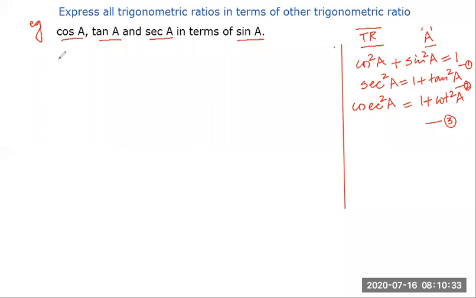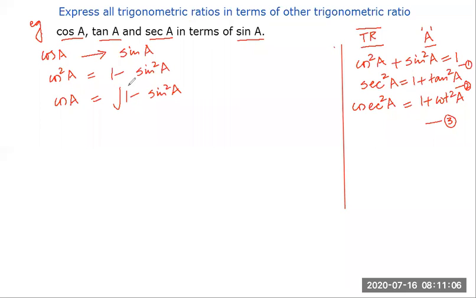Now students, first let us try to express cos A in terms of sin A. You see in which trigonometric ratio cos and sin come. Cos and sin come in the first trigonometric identity. So I'll simply write cos square A is equal to 1 minus sin square A, right? So I got the answer. Cos A is equal to under root of 1 minus sin square A.